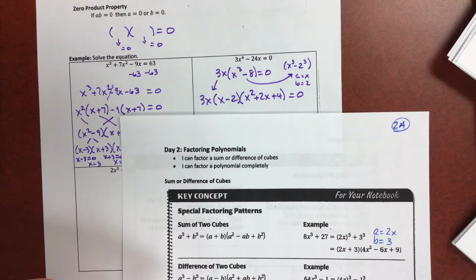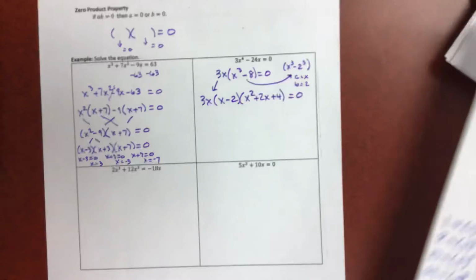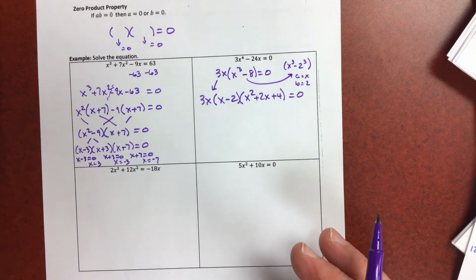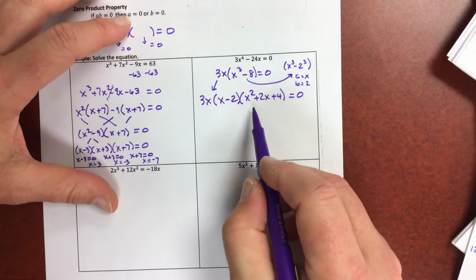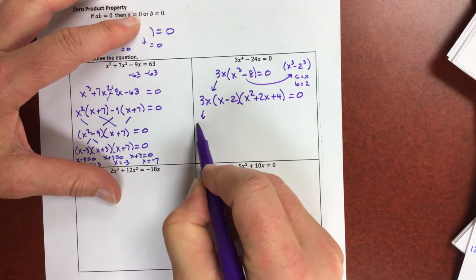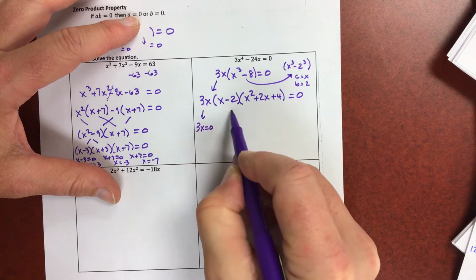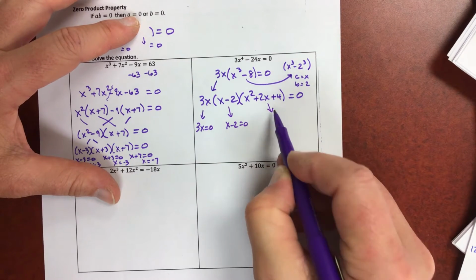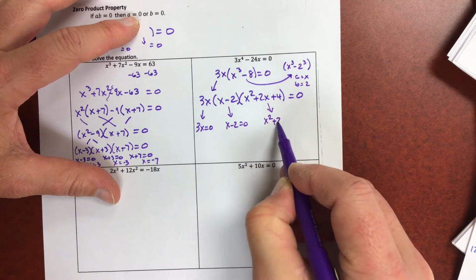All right? So then what happens now is that you have to set them all equal to 0, right? Which you're like, oh my goodness. And yes, it is oh my goodness. You're gonna have to set this equal to 0. You're gonna set this equal to 0. And you have to set this equal to 0.